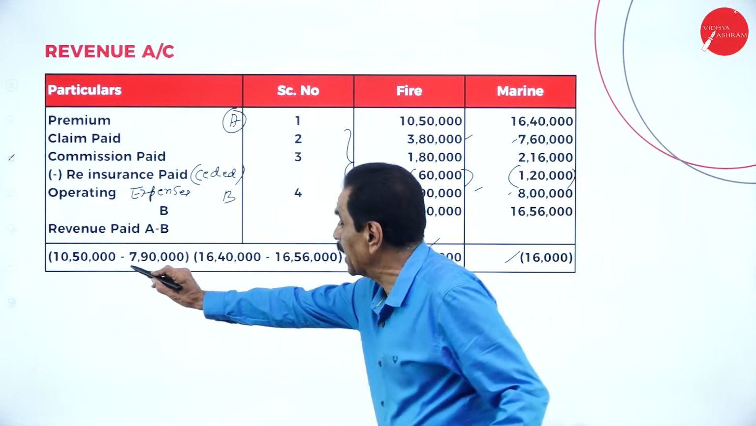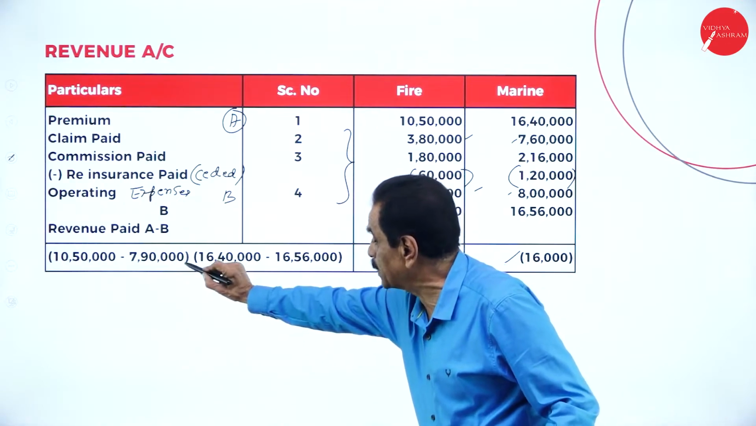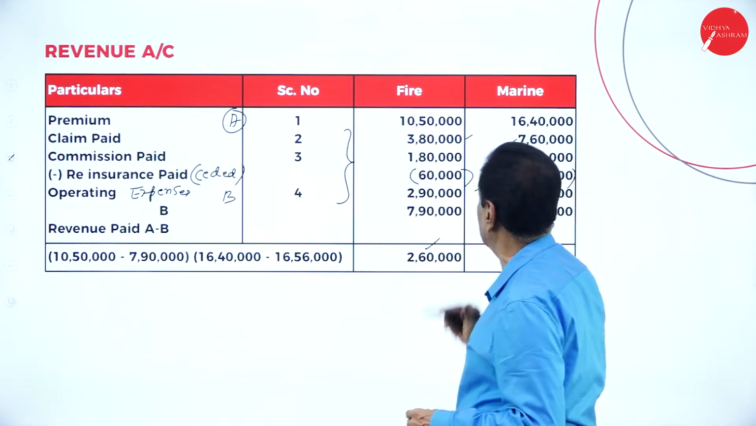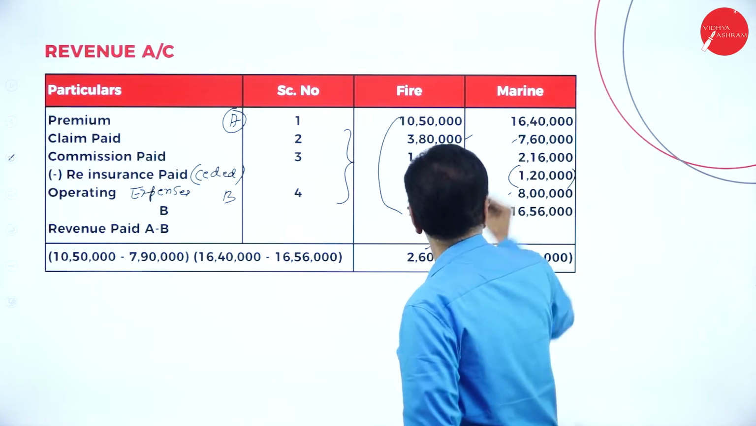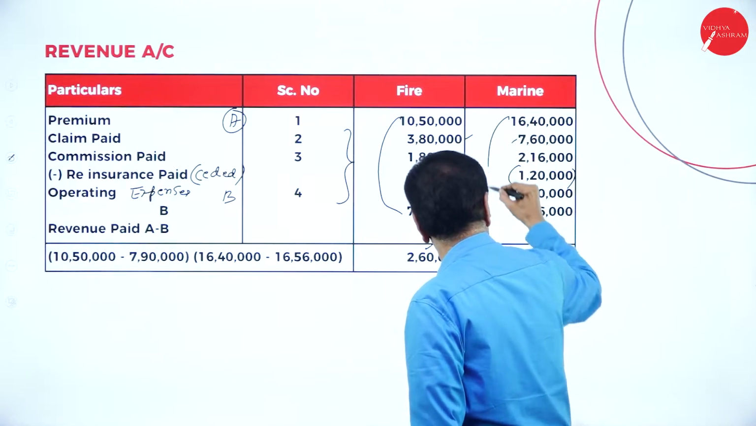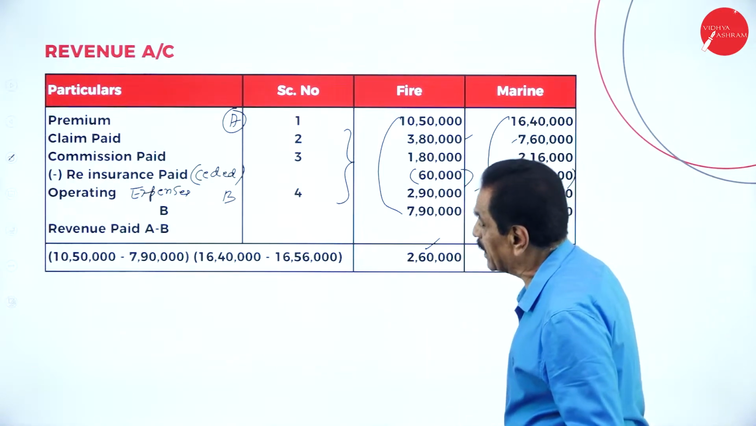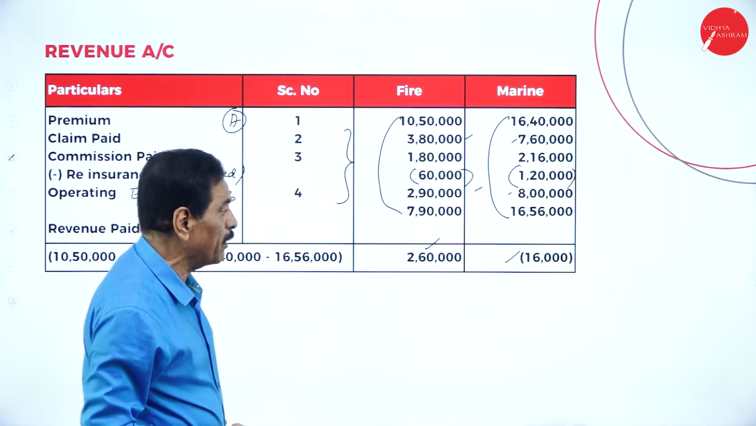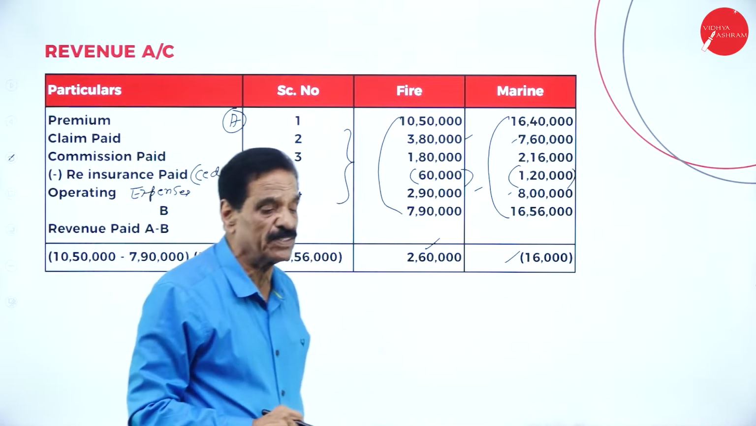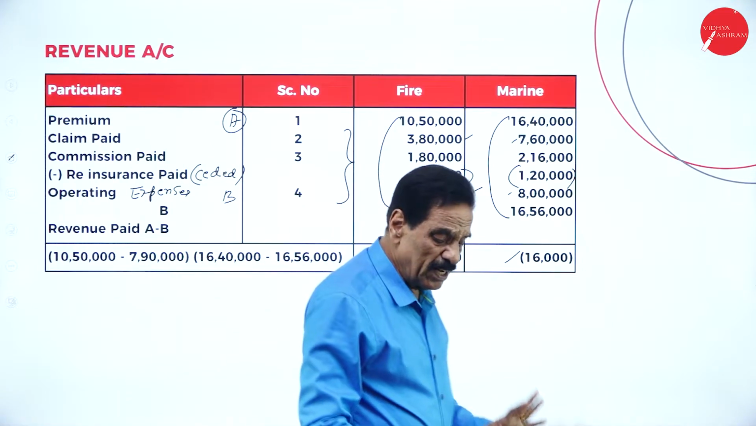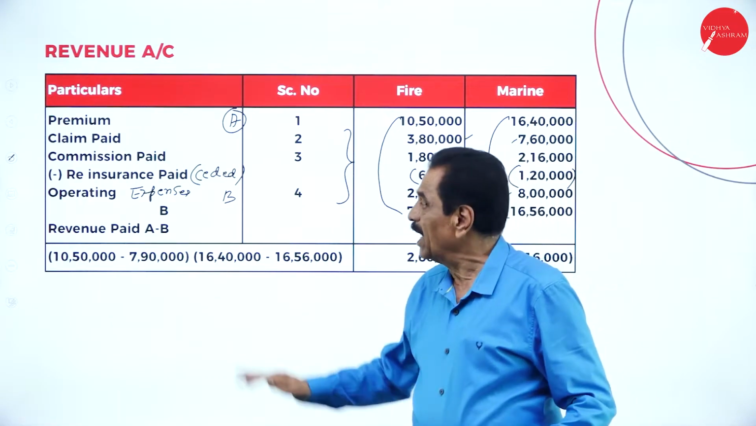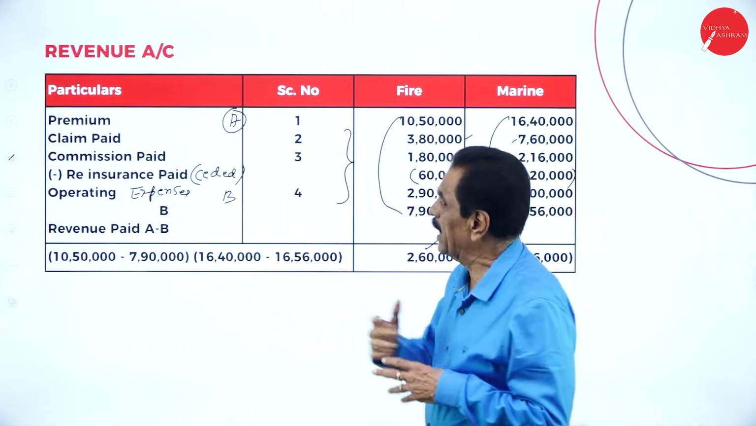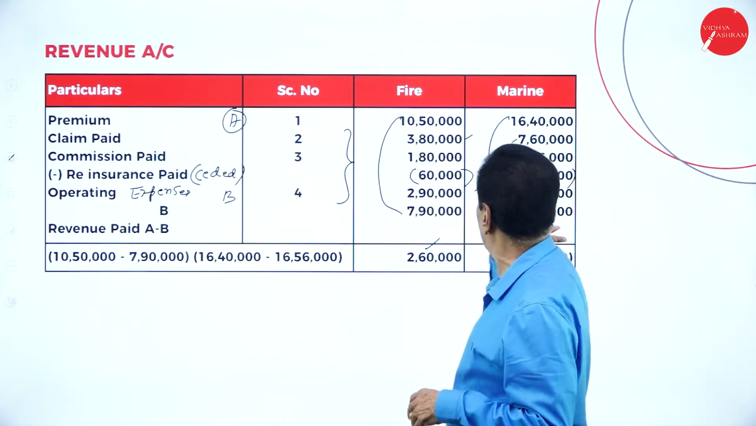Your A is 10 lakh 50,000, the premium. Expenditure is 7 lakh 90,000. If you add 2, 3, 4, it becomes 7 lakh 90,000, 16 lakh 56,000. If we deduct A minus B, you get a surplus here, 2 lakh 60,000 profit, but you suffered a loss of 16,000. Here, I take directly because no adjustment is there. So I take claims paid, commission paid, all directly.